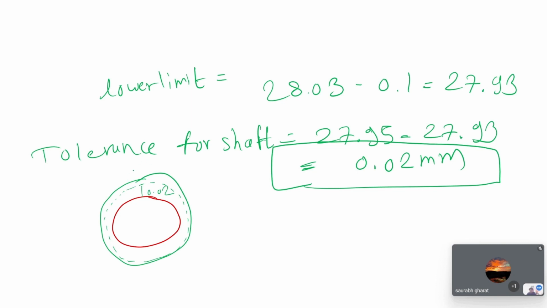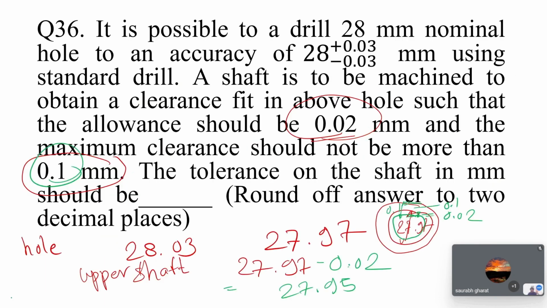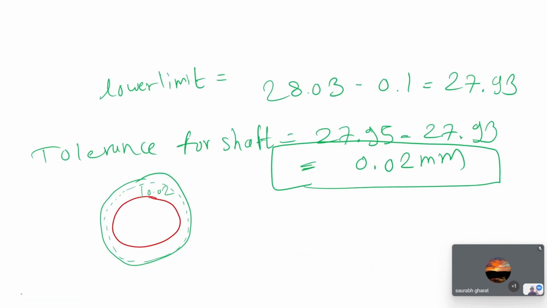If your hole is at its bigger size, the clearance must not be more than what they have mentioned, 0.1. So we can just subtract this 0.1 to get this answer, because we don't want more than that. We want only up to that. This distance will be 0.1 as mentioned, and this will be the tolerance. This is the maximum for the shaft and this is the minimum for the shaft.